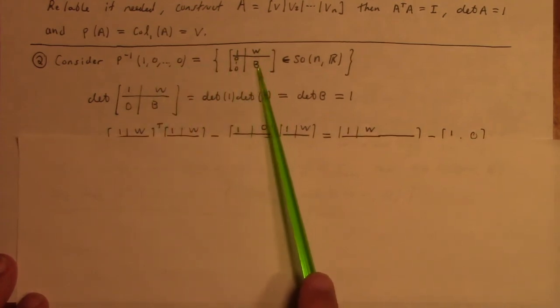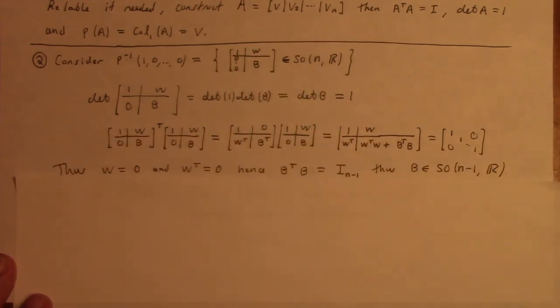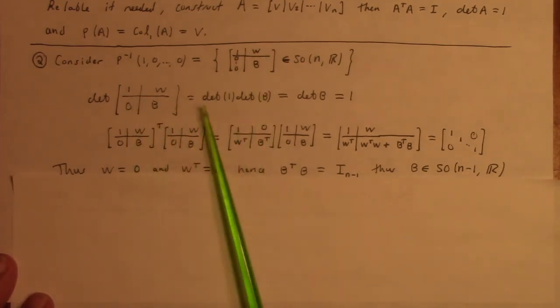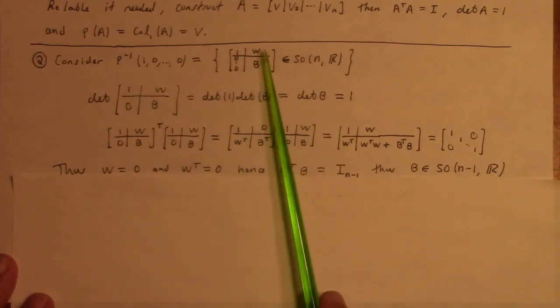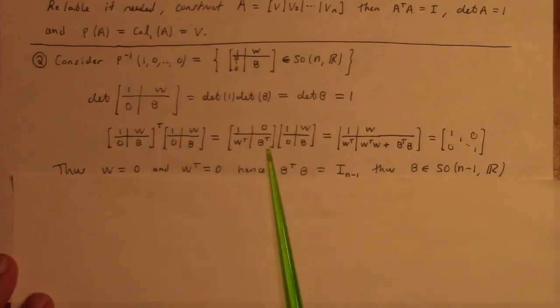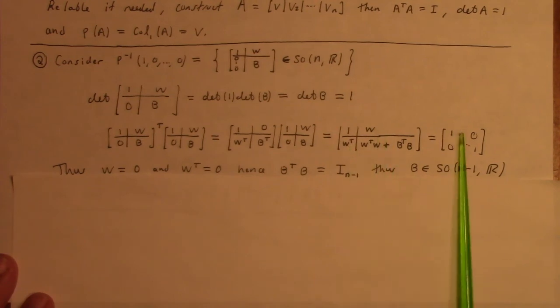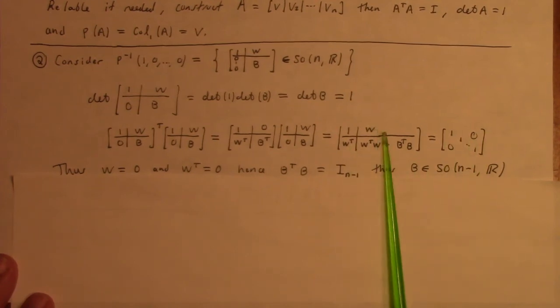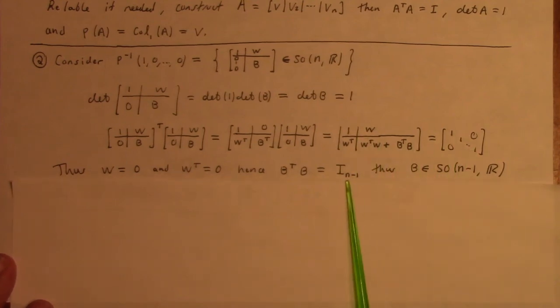Step number two: if we look at the inverse image of this, that's column 1 being 1, and then we've got W and B over here. But this being in SO(n, R) forces W to be 0 because of this calculation. If the determinant of this is 1, that gives us the determinant of B is 1. But it also gives us that this transpose times itself is equal to the identity matrix. When you do the block multiplication, you end up with W up here, W transpose down here, and W transpose W plus B transpose B down here. But this and that must be 0. So W is 0, which means that this 1 is equal to 1, great. B transpose B is equal to the (n-1) identity.